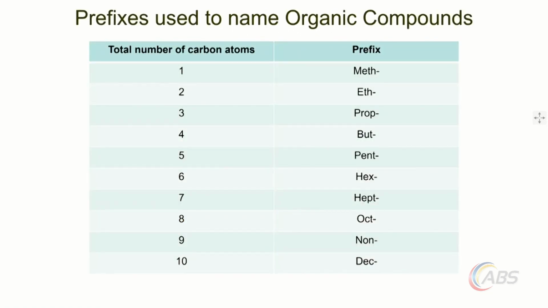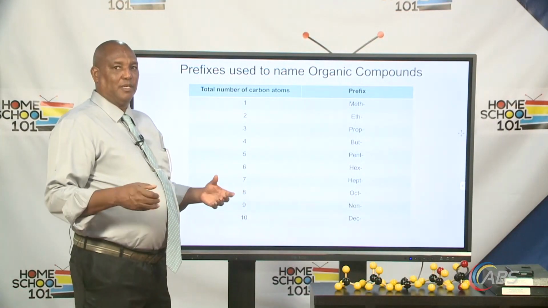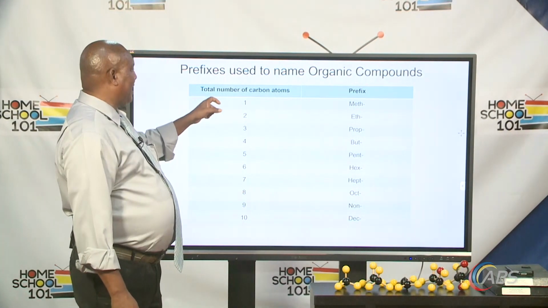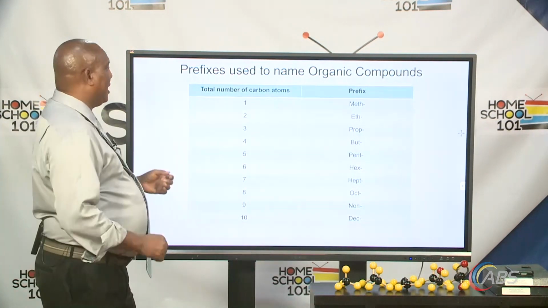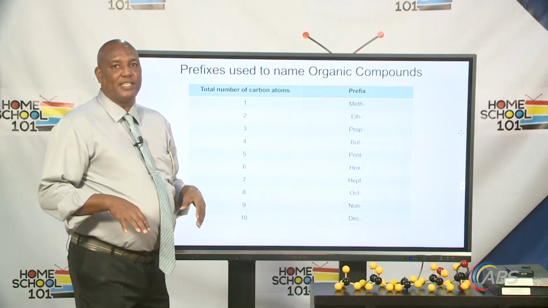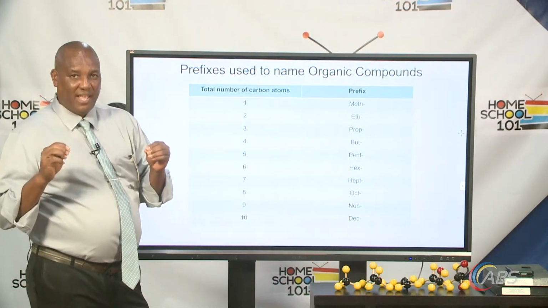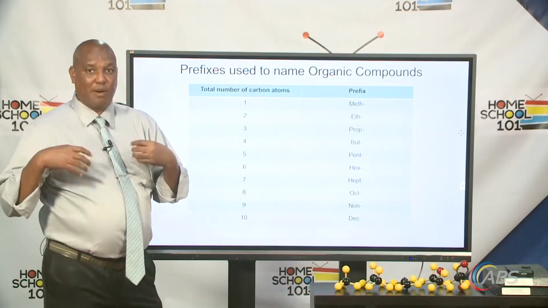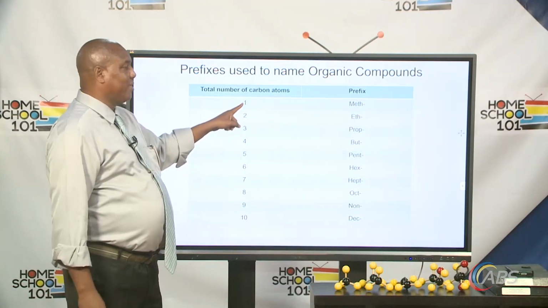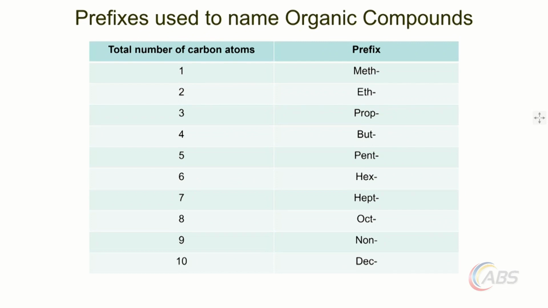Now, how do we give this first name, the prefix? It depends on the total number of carbon atoms in that molecule. If we have one carbon atom, it is meth. So if somebody tells you the name of an organic compound and you hear meth, that means that it contains only one carbon. If you hear eth, it means that it contains two carbon atoms.